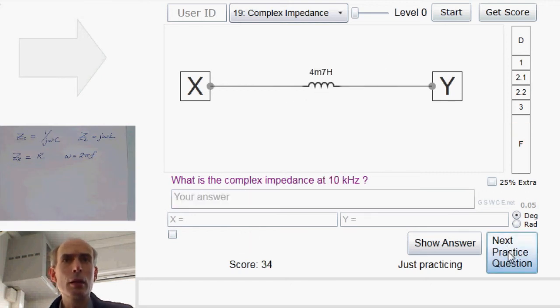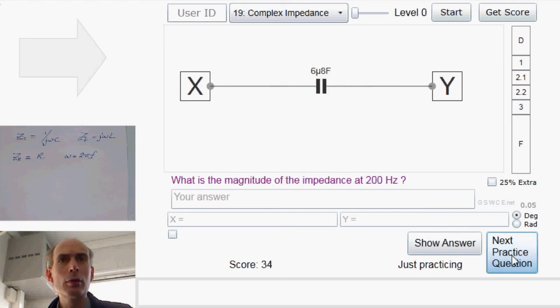Fine. Complex impedance, that would be j times 2 times pi times 10k times 4m7. That's j times 2 pi 10k is omega, and L, the inductance, is 4.7 millihenries. So that'll get us that one.